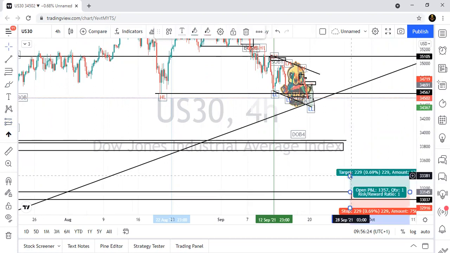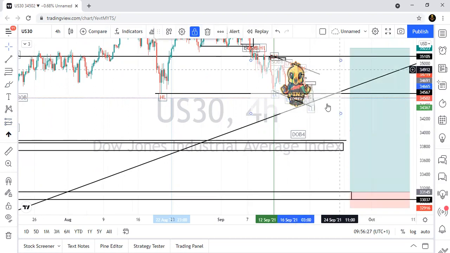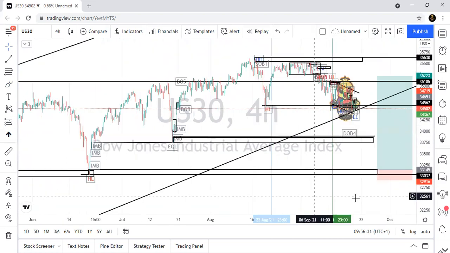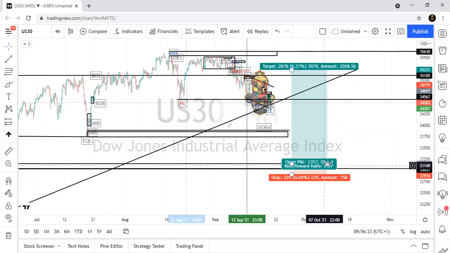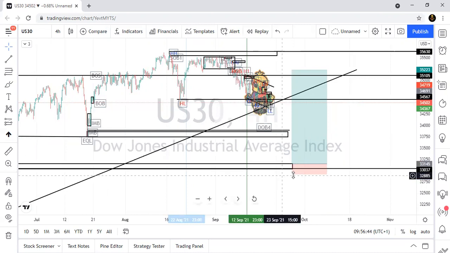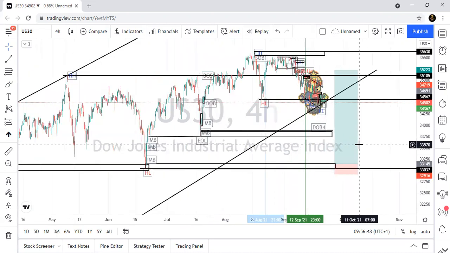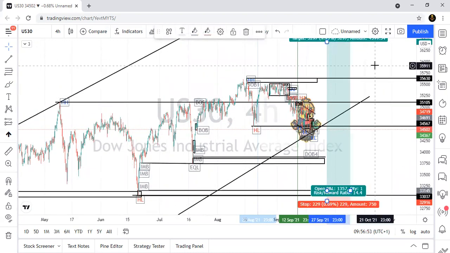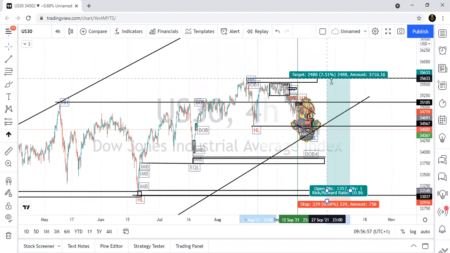For me, this is where I'm going to look for my buy position. From this point, 33,162 for me is where I'm going to look for my buy. All right, then just go up. We don't know until where. This target is going to be until the price makes a higher high.